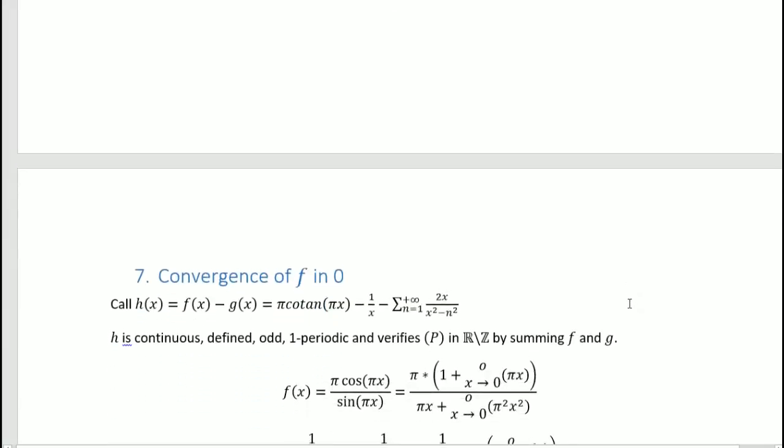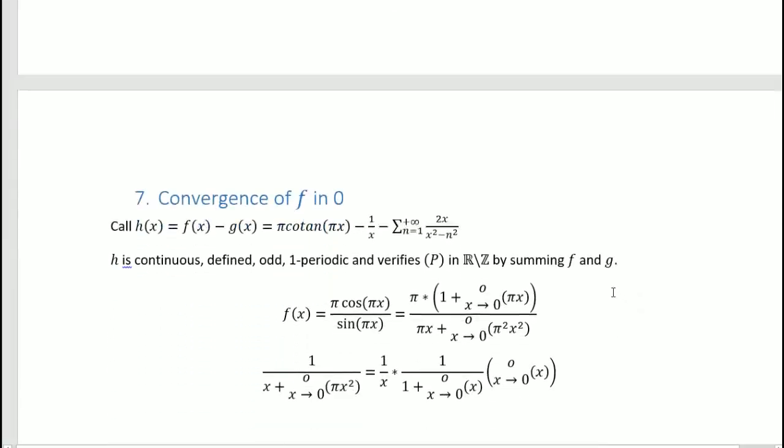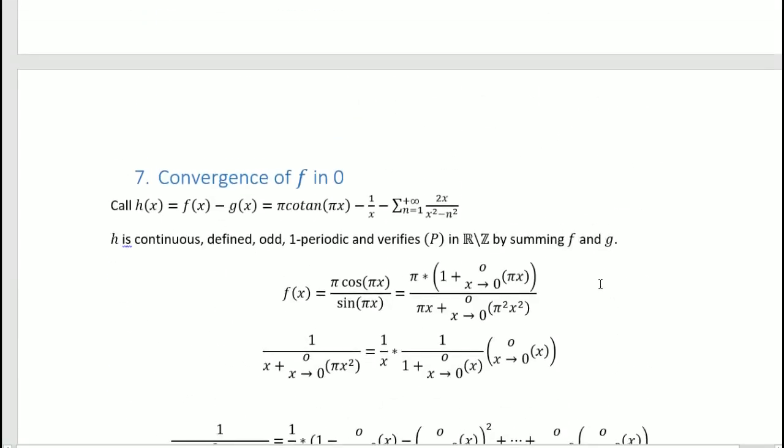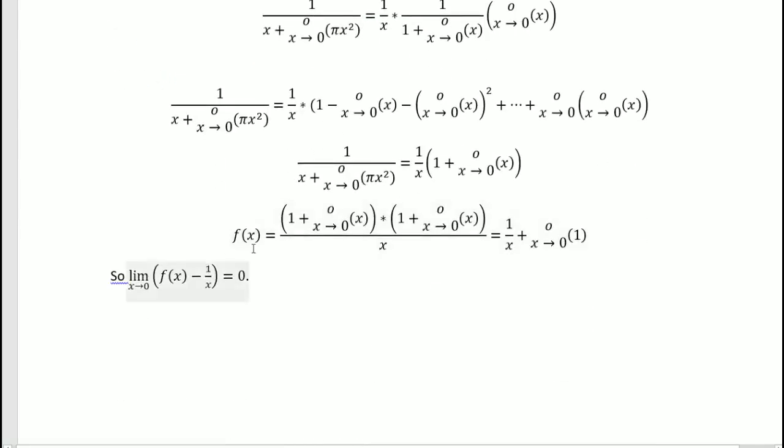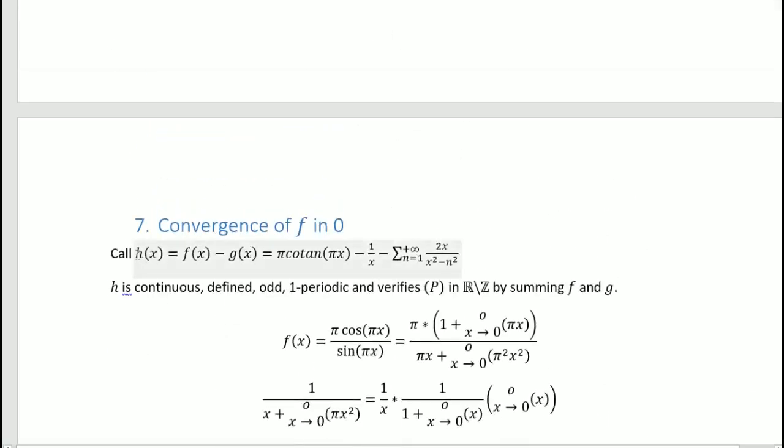So now the convergence of f in 0. We'll try to see if f converges to 1 over x. At first I called h the expression f of x minus g of x. So it equals pi cotangent of pi x minus 1 over x minus the sum from 1 to plus infinity of what we said earlier.